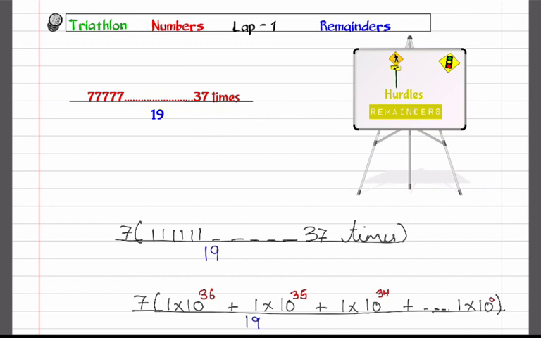Let's move on to one more hurdle problem on remainders: 7777, 37 times 7, divided by 19. How will I solve this now?